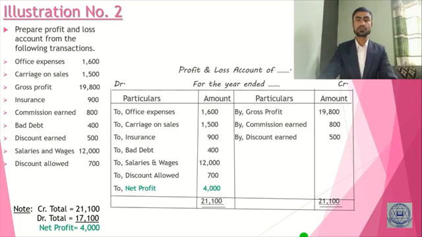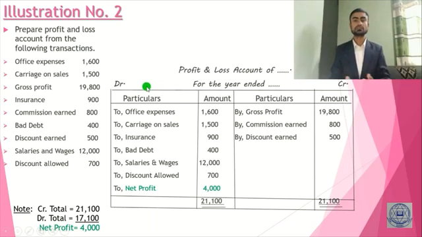Okay, here is illustration number 2, or question number 2. Prepare profit and loss account from the following transactions. Here are these different transactions. We have the different transactions and the amounts as well. So they are written on the different sides, that is debit and credit side of the profit and loss account. So where should we write? Let's prepare the profit and loss account.